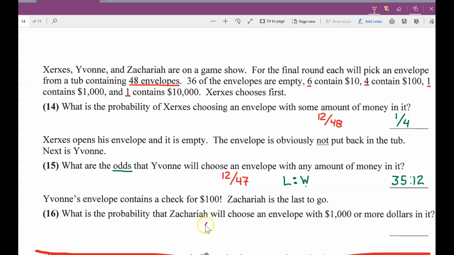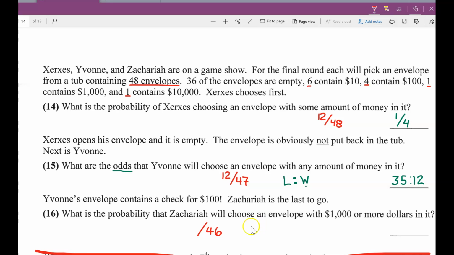Probability, the first thing we want to identify is our denominator. Let's think about this denominator. Xerxes started off with 48 envelopes, pulled one out. Then Yvonne pulled and took another one out. She pulled out one of the envelopes that had $100 in it. So we started with 48. Xerxes pulled one out. Yvonne pulled one out. How many are left? There are now 46 envelopes left.